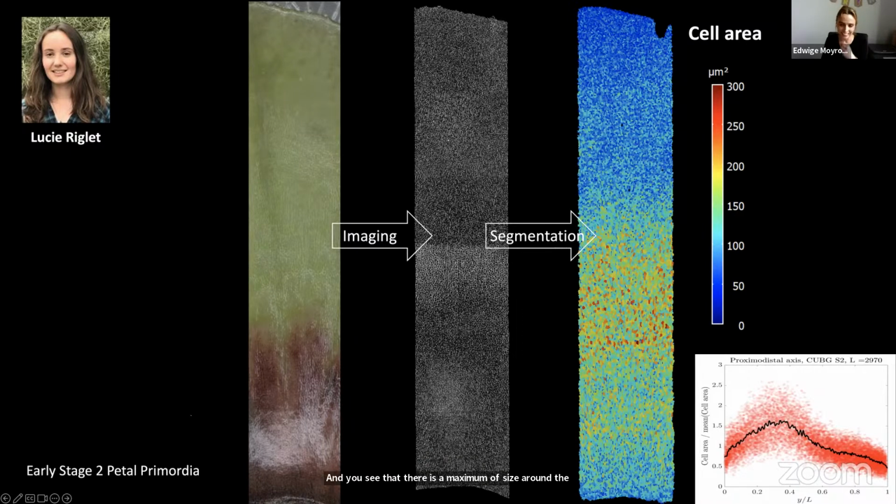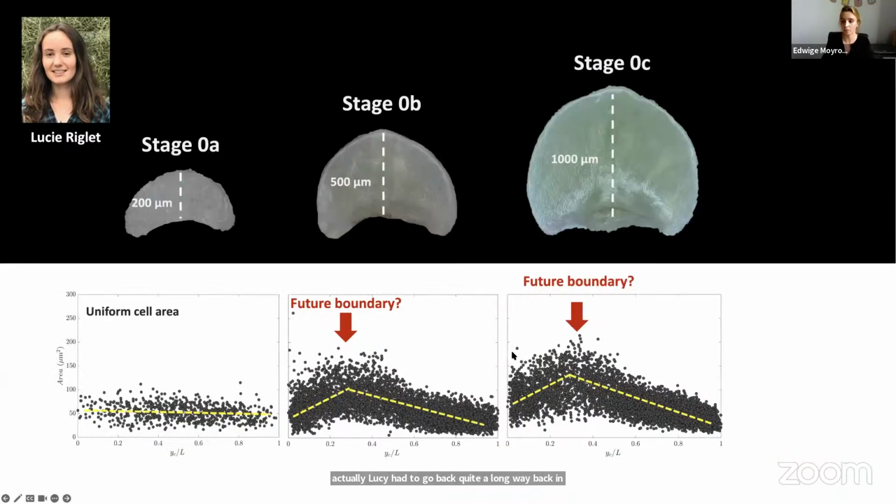And what's really interesting is that Lucy had to go back quite a long way back in time during development to find a petal that failed to show this behavior. So what does it tell us? It tells us that the layout of the bullseye is set up long before the bullseye emerges. So the petal is really pre-patterned.